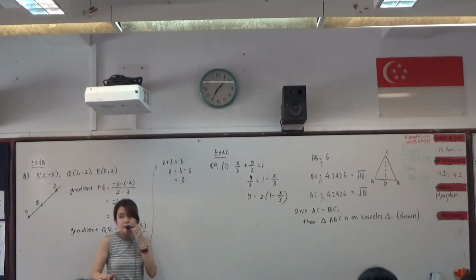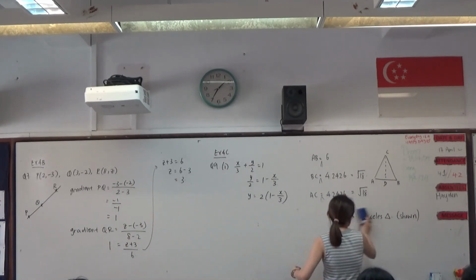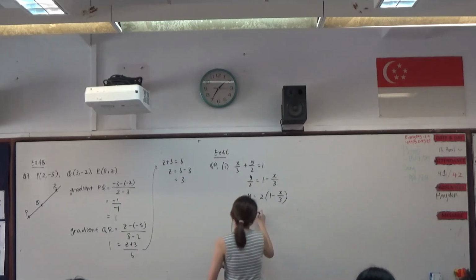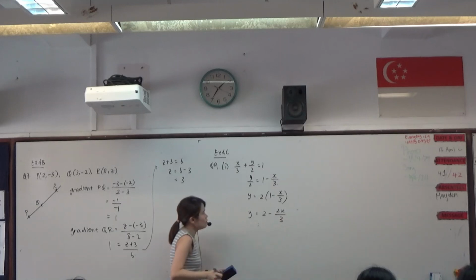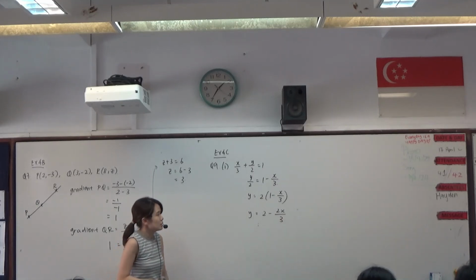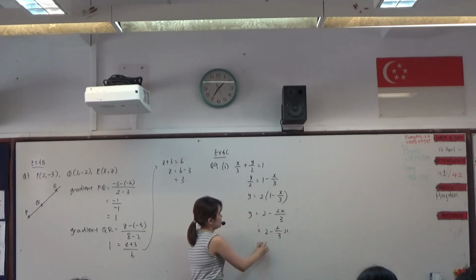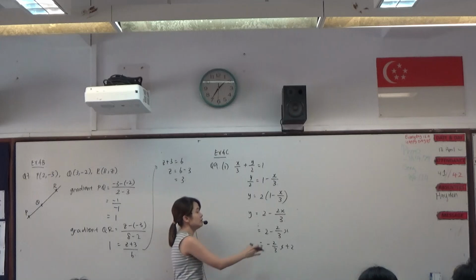You may leave the answer this way, but for the purpose of the remaining parts of the question, I believe the intention is to have it expanded, which is 2 minus 2x over 3. Or of course you want to write 2 minus 2 third x also can, negative 2 third x plus 2 also can. They are all equivalent. Okay?